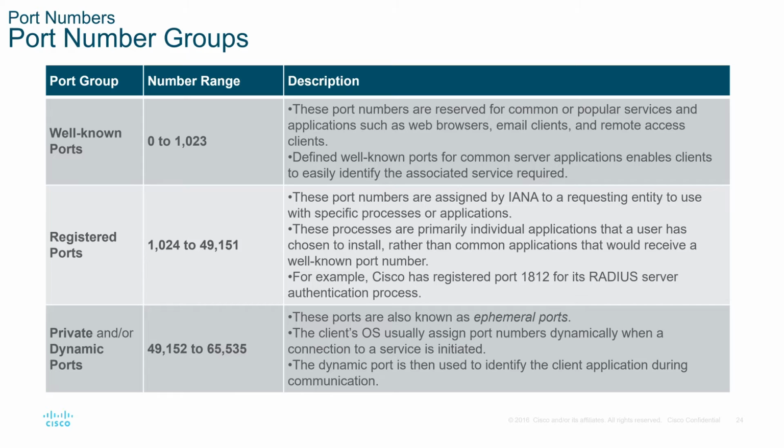Registered ports are ports that have been assigned by IANA to requesting entities or companies to use within a specific process or application, such as real audio or real video. Upon development of these protocols, a request would have been made to IANA for port numbers, and these would have been built into the protocol. Cisco, for example, has registered port 1812 for its RADIUS server authentication process.